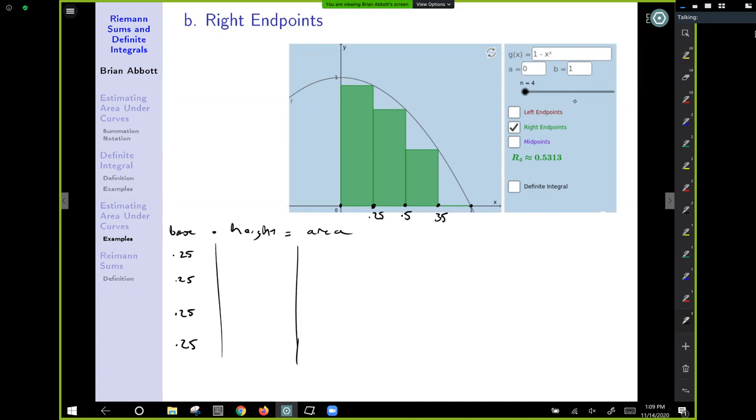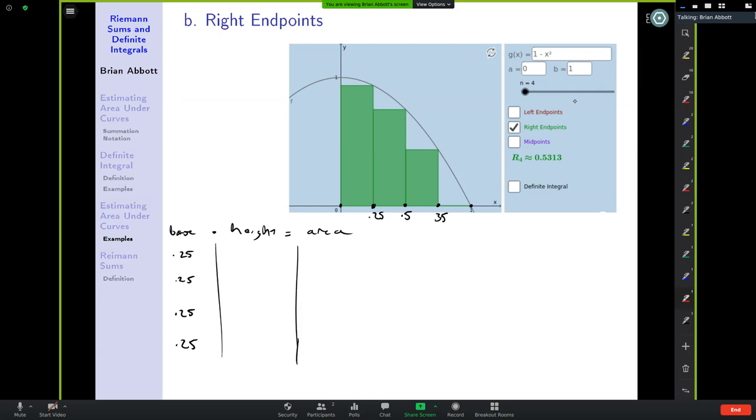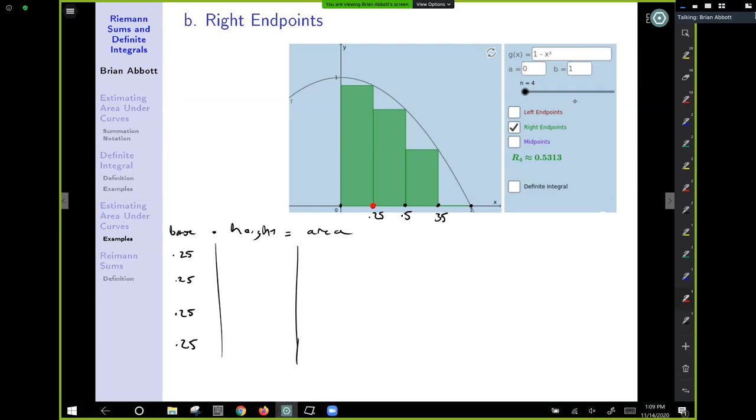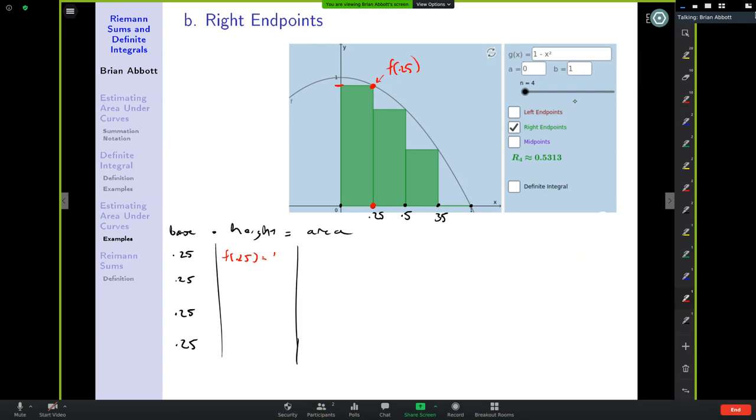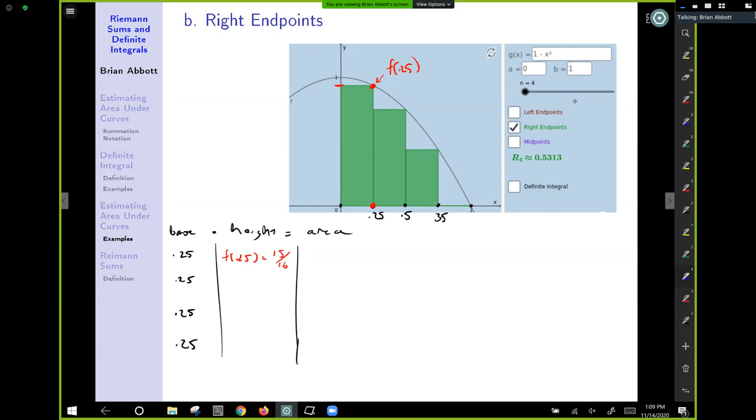Okay, so what is this first rectangle defined by? Well, the first rectangle is defined not by the left input this time, but by the right endpoint. And so what is that height? And sure enough, that is f of 0.25. Okay, so our first height is going to be f of 0.25. And these numbers are things we did last time. So this is going to be 15 over 16. All right, the next rectangle is defined by this blue height there. And sure enough, that's f of 0.5. f of 0.5 is equal to 3/4. And the last endpoint there in green, which is kind of blending in, I apologize. That green is going to be f of 3/4.